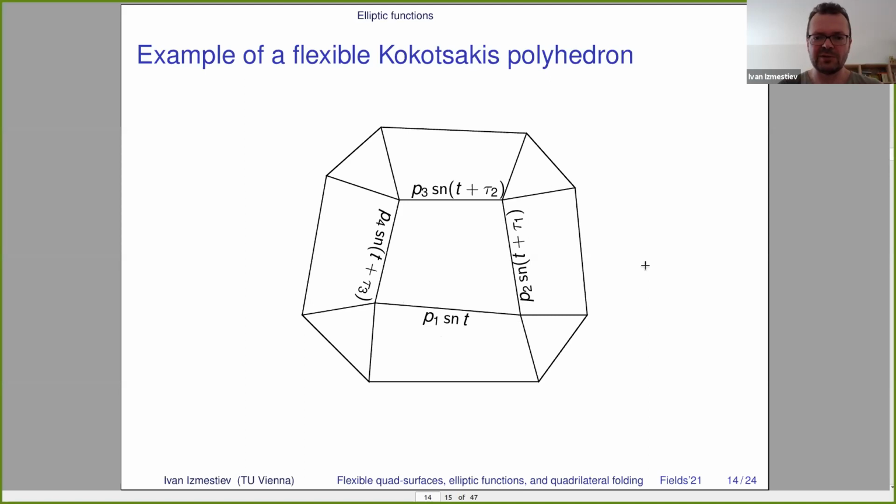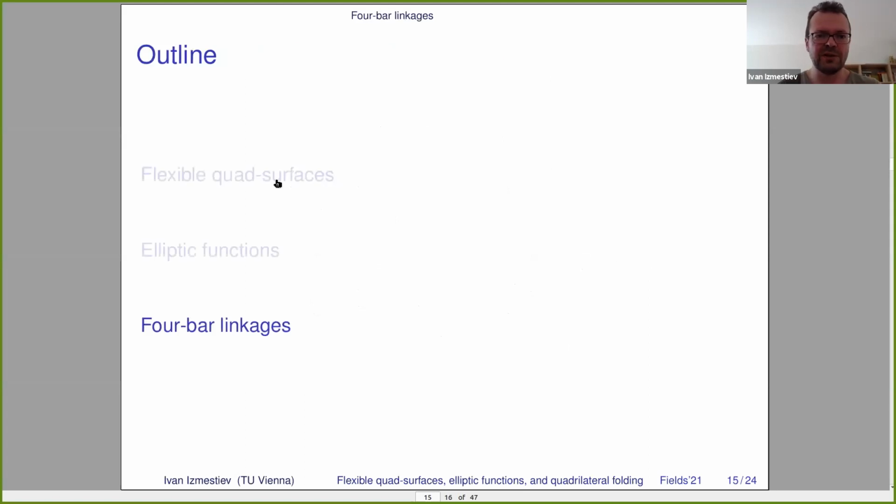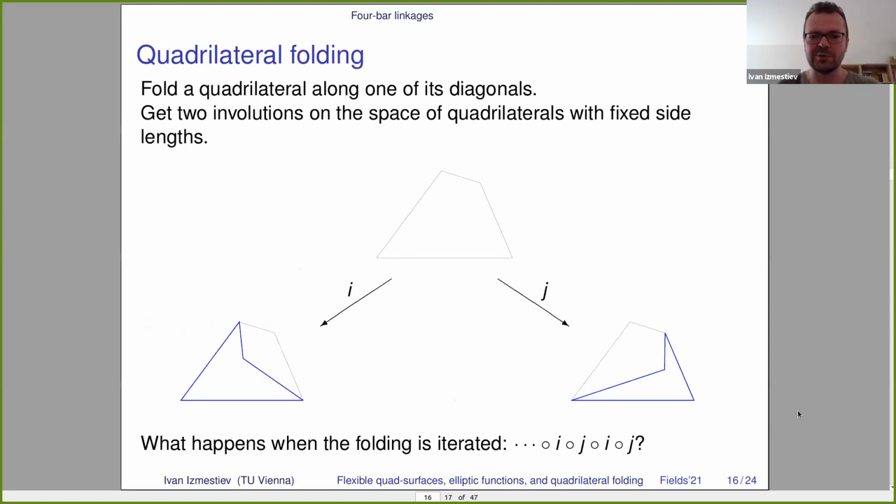And next, I think I go over to the third part of my talk, namely four-bar linkages. Because in the process of studying this problem, I stumbled upon some very interesting facts, theorems that were actually proved in the 19th century, but then they were forgotten and rediscovered again by several people. So here's a fun geometric problem.